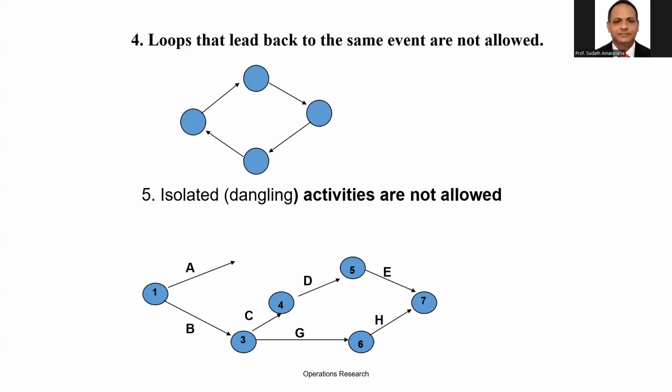But here you can see this example. A is not connected with other activities. Therefore, A is isolated, not allowed. When we go into the network diagram, don't keep an activity alone as isolated. It's not allowed. Next one.